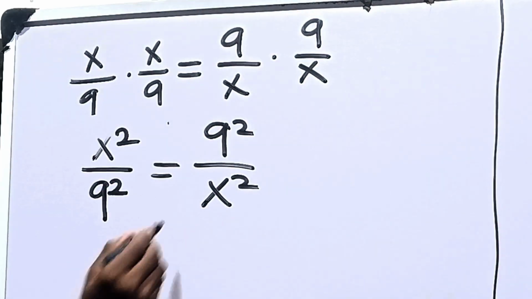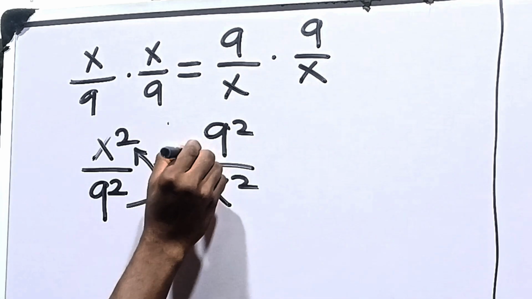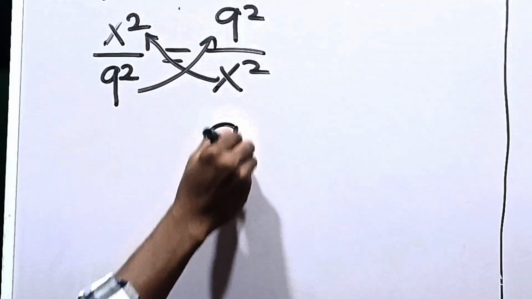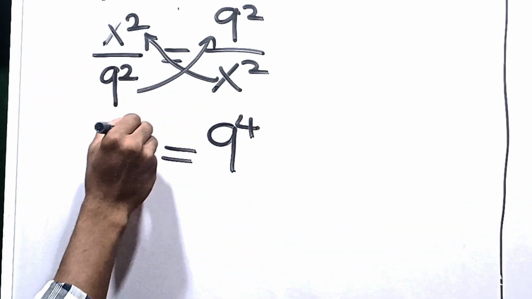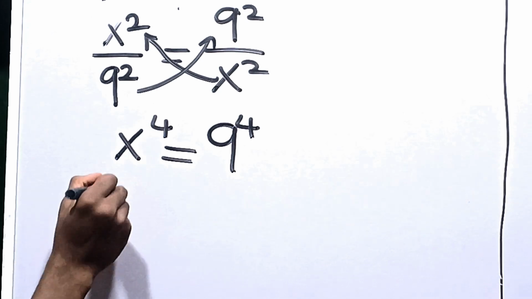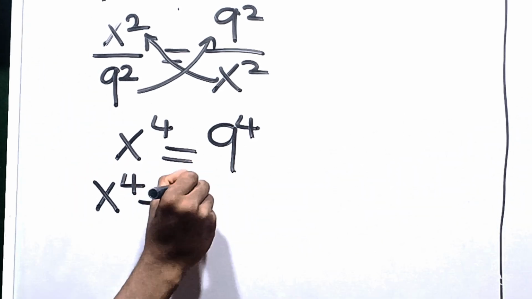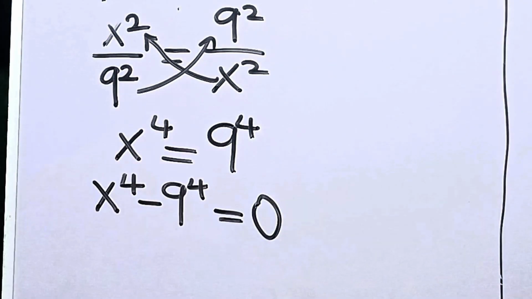At this point, you can cross multiply. So multiply here with here, and multiply here with here. 9 squared times 9 squared is 9 raised to the power 4, to be equal to x squared times x squared, which is x raised to the power 4. So we can say now that x raised to the power 4 minus 9 raised to the power 4 is equal to 0, bringing everything to the other side.